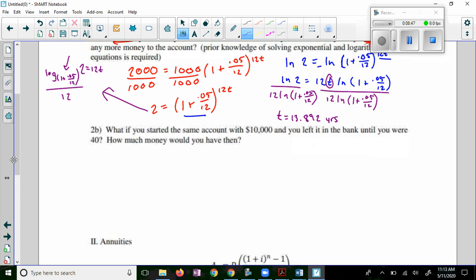What if you started the same account with $10,000 and left it in the bank until you were 40? So this part we do need to know that we started when we were 18. We're referring to the same question. So instead of $1,000, we're starting with 10,000. We're leaving it in there until we're 40. So we're leaving it in there for 22 years.